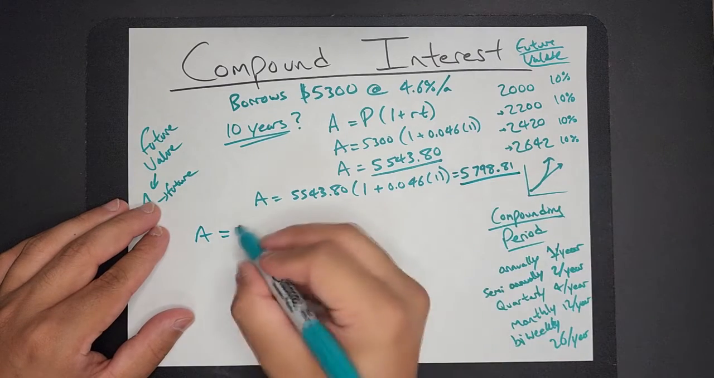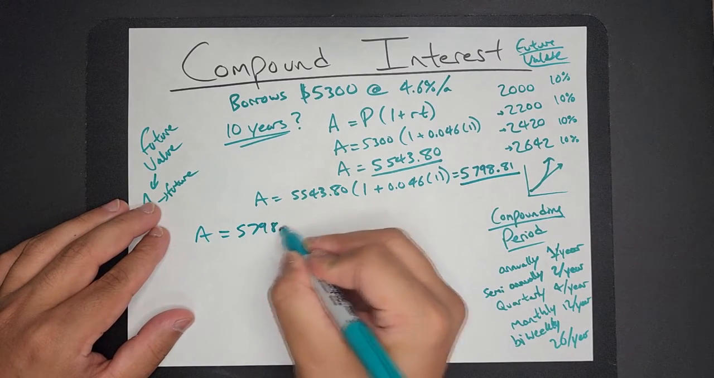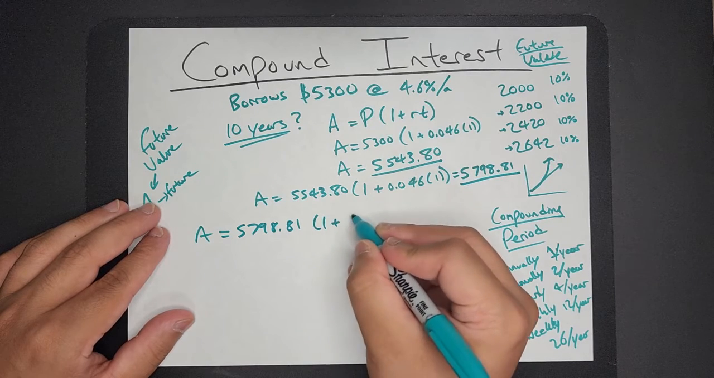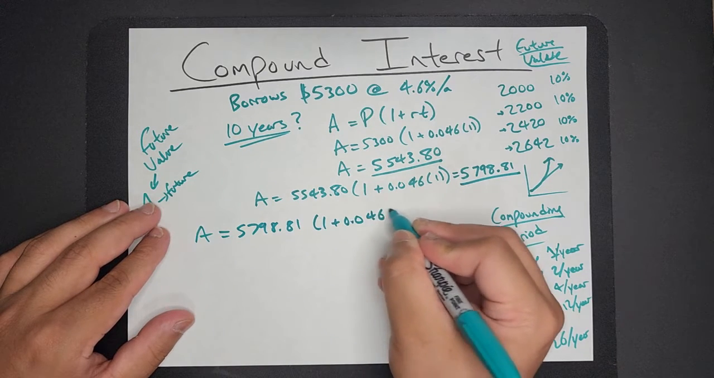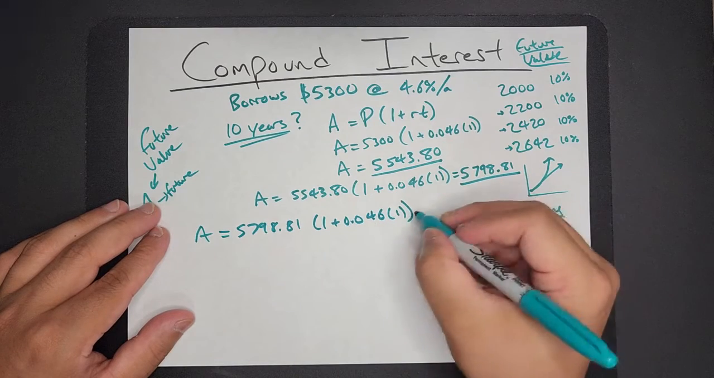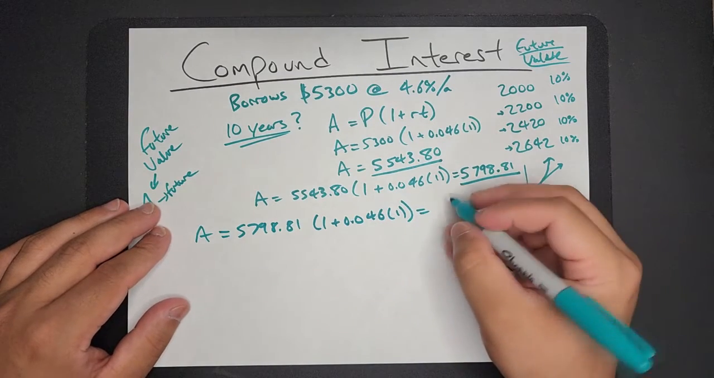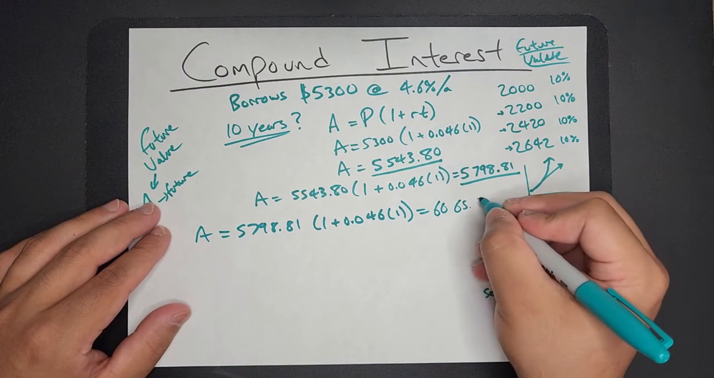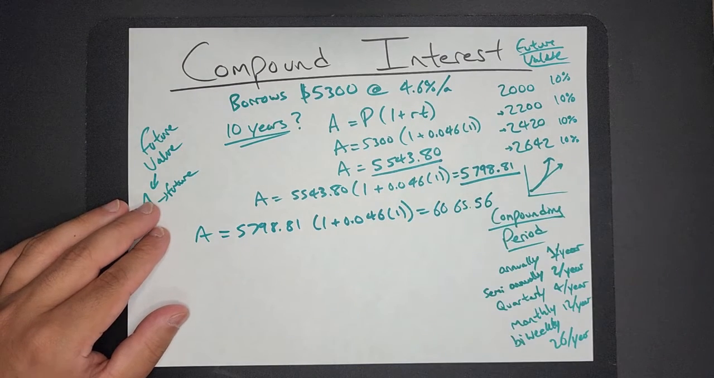And if you do it again, now with this as our principal, 5798.81, times 1 plus 0.046 times 1, you get 6,065.56.